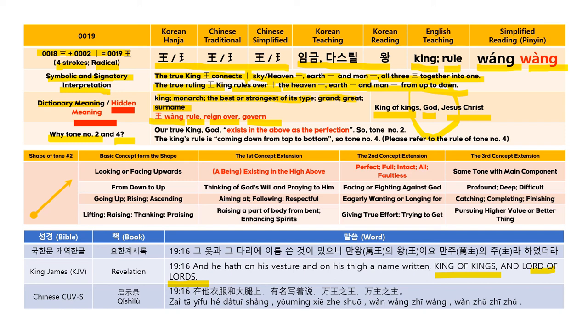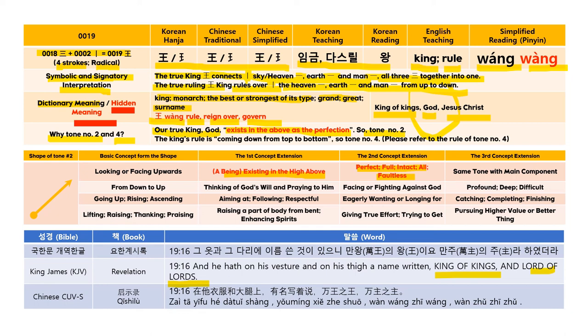So why tone number 2? Our true King God exists in the above as the perfection. So tone number 2. Being existing in the high above, who is perfect, full, intact, almighty, and faultless. So tone number 2. Why tone number 4? When we are talking about ruling, reigning over, and governing.